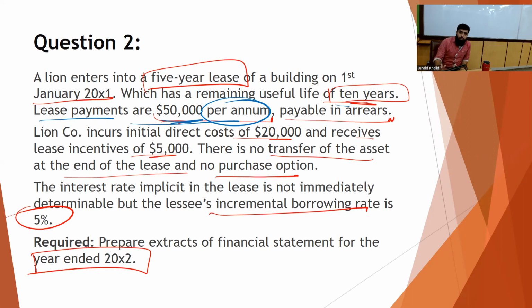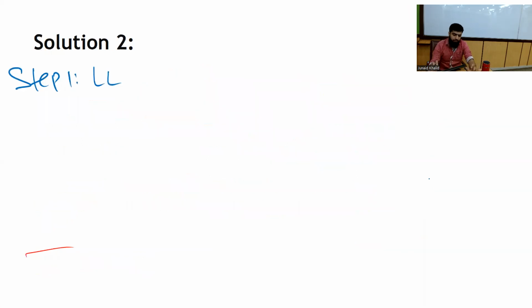What I told you earlier is that in the majority of questions, the present value of lease liability will always be given. But what if the examiner is not giving you the lease liability? Then how to calculate the lease liability, the present value of lease liability? Let's have a look.